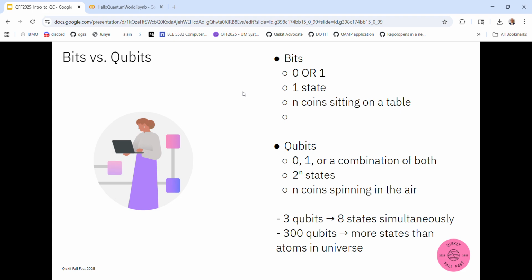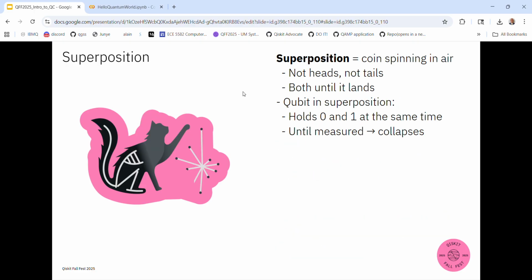And by being able to represent those combinations, we can represent 2 to the n states with n coins. You have n coins spinning in the air. They're neither heads nor tails until we measure them. So with 3 qubits, we can represent 8 states simultaneously. And with 300 qubits, we can represent more states than there are atoms in the universe. This is the power we're hoping to leverage with quantum computing.